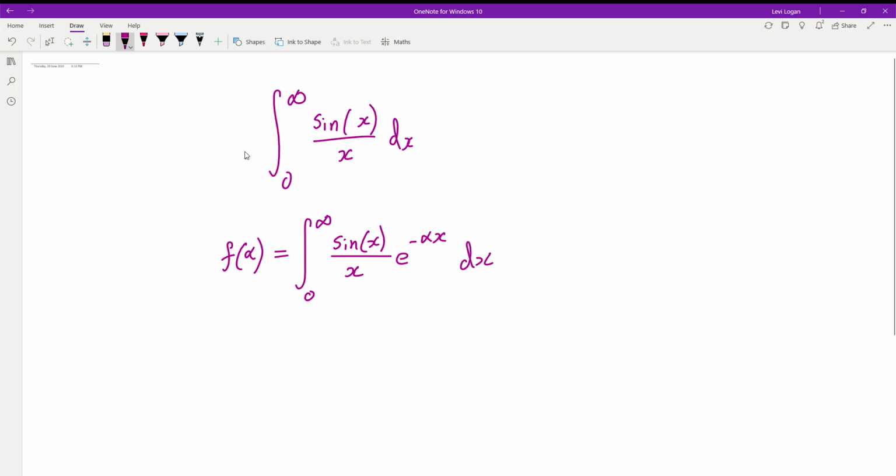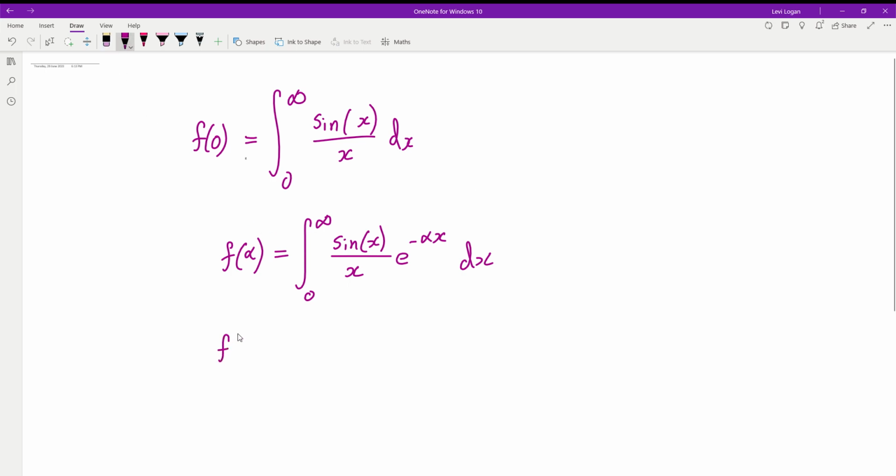Now, what does this mean? This means our original function here is f of 0, because if you put 0 into here, then this whole term goes to 1, which gives us our normal integral. So we haven't really changed anything, we've just made some adjustments that make it easier to apply the rule. So what we do now is we differentiate.